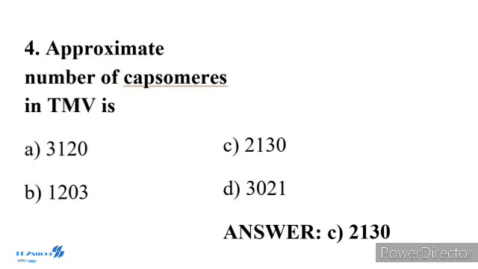Question number 4, approximate number of capsomeres in TMV. Option A, 3120. Option B, 1203. Option C, 2130. Option D, 3021. So the correct answer, option C, 2130.